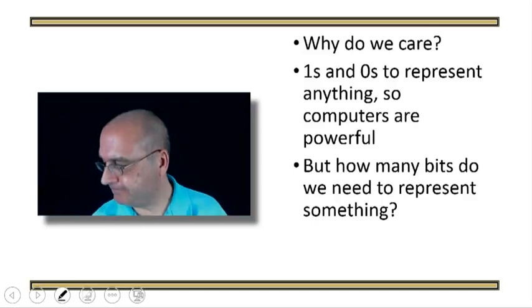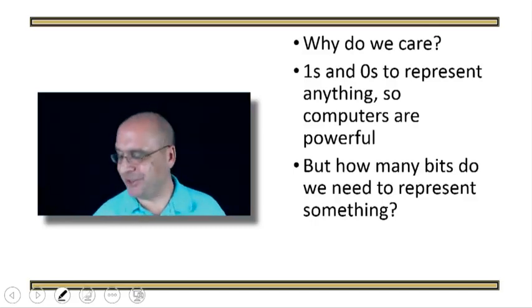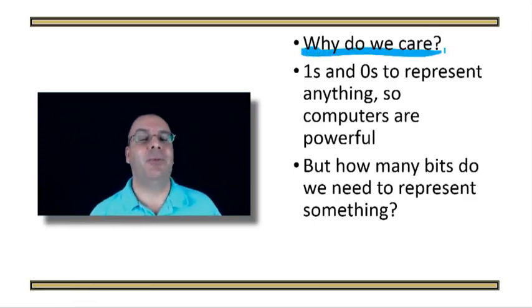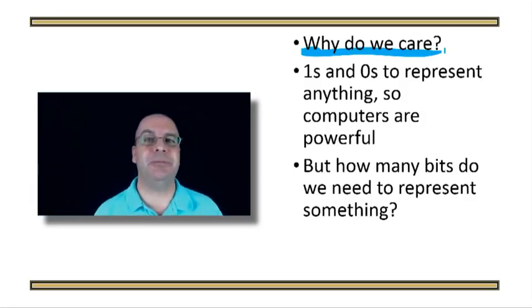It's important to remember that everything in a computer is represented as binary. It's just ones and zeros. And so we need to think about how this actually works in practice to get a good understanding of how data types work. So the question is, why do we care? We care because ones and zeros are used to represent anything. We can represent pictures, we can represent music. This is why computers can store all this incredible information, because everything can be encoded as ones and zeros.